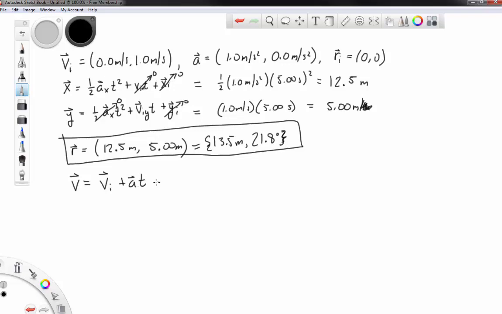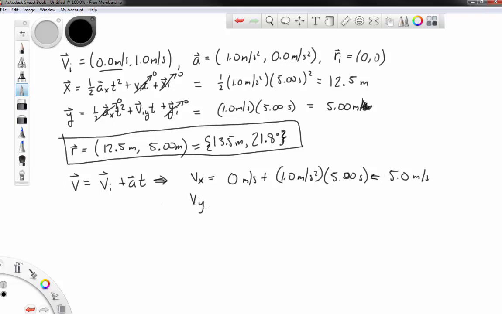So this thing right here can be split into the x and y's again. So Vx is going to be equal to, we had a 0 for Vx here, so 0 meters per second, plus the acceleration is 1.0 meters per second squared times 5 seconds. So that gives us 5 meters per second.